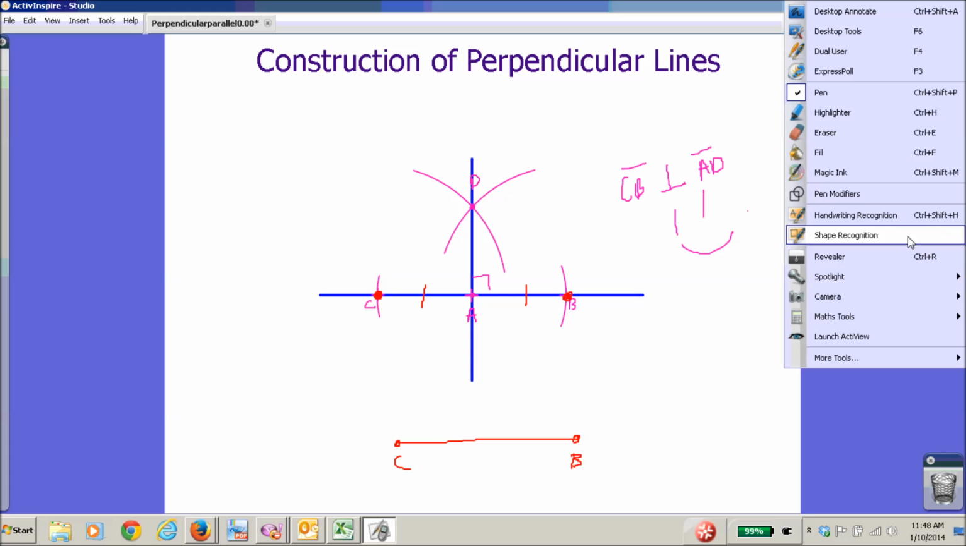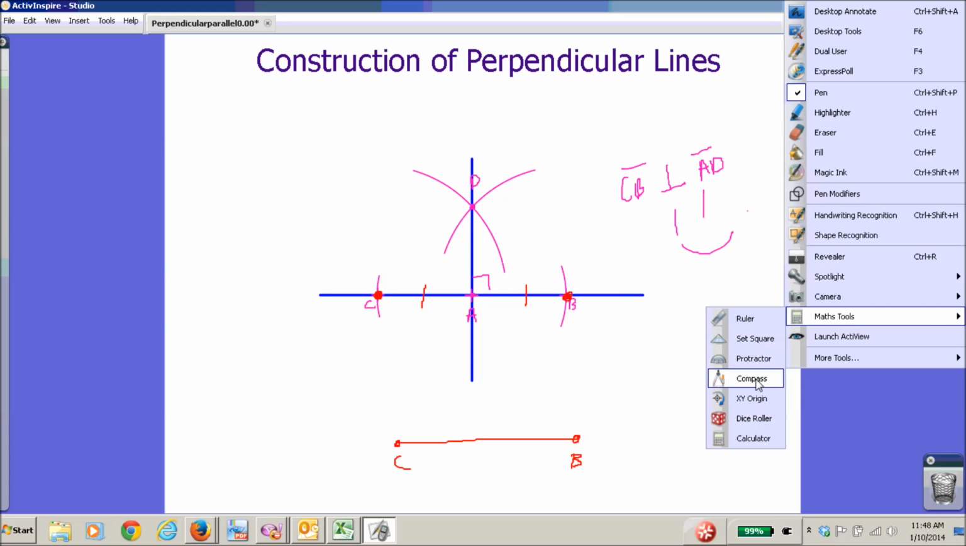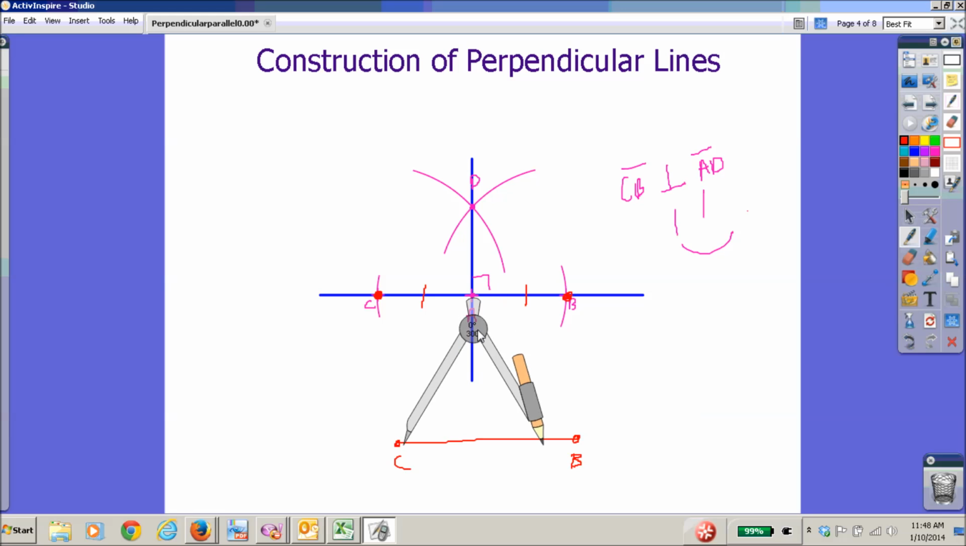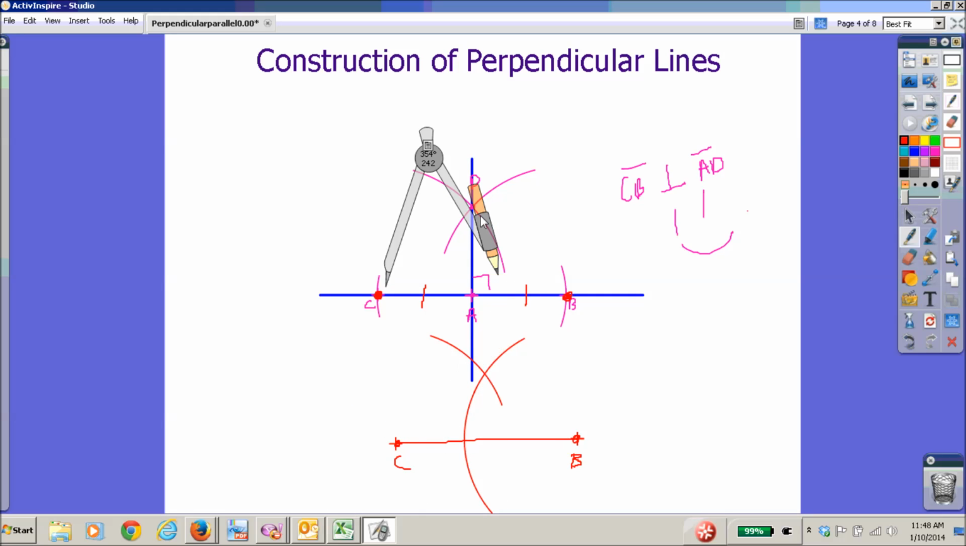Then I would take my compass, and I would make sure it's more than halfway, and I would arc, and then I'd come back to B, and I would arc. I'm going to arc up and down. I'm sorry, I should have arced up and down. Oh, I hope y'all can see this. If not, I'm sure you can get an idea. Okay, so arc up and down. Oh, you barely see the intersection.